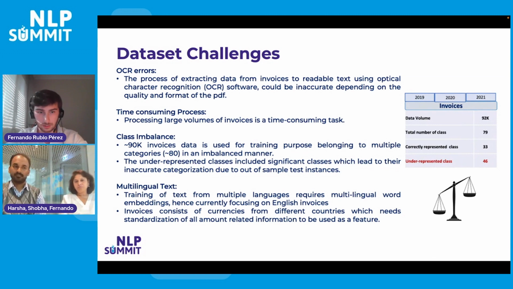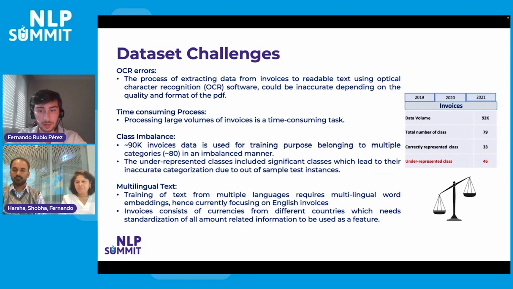in our pipeline takes. Then the most important thing is the class imbalance. So effectively, our invoices are categorized under certain SCP codes. Now, as you can see, the total amount of invoices that we used for training was 92,000, and the total amount of classes among these 92,000 invoices is 79. From these 79 classes, 33 are correctly represented, which is a small percentage compared to the number of underrepresented classes.